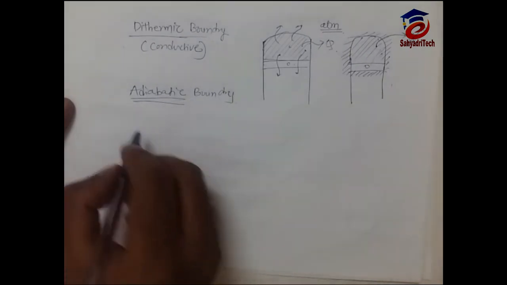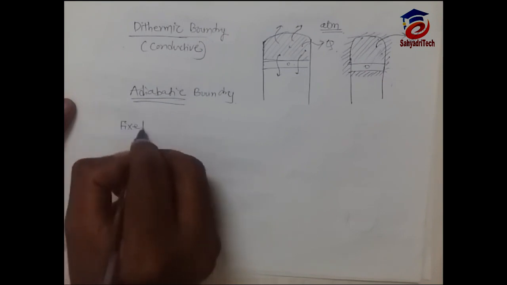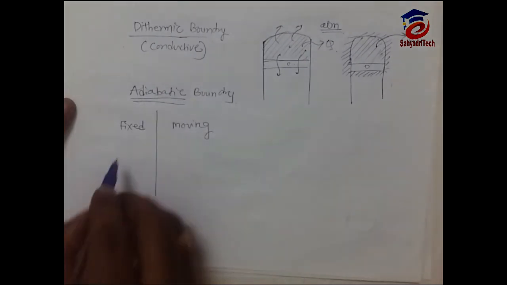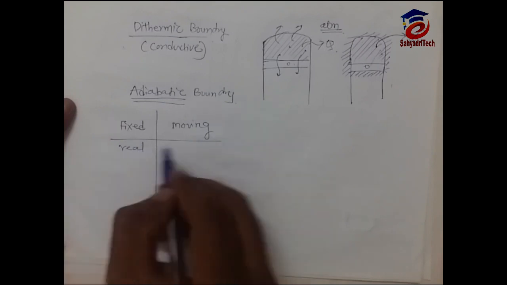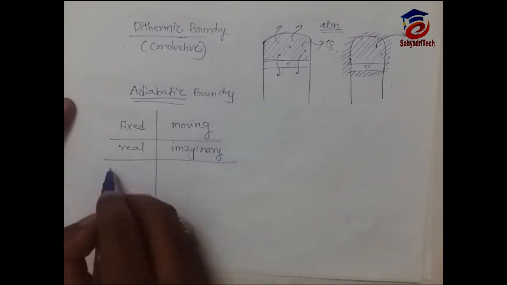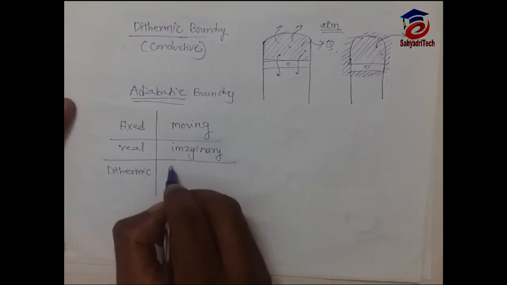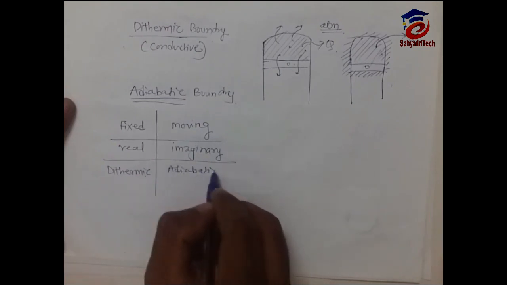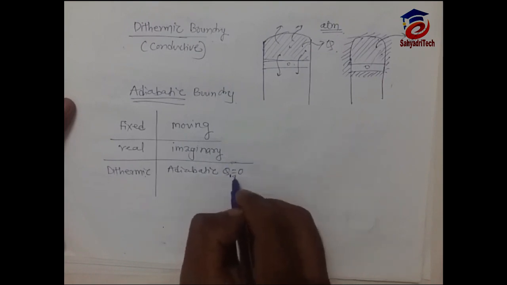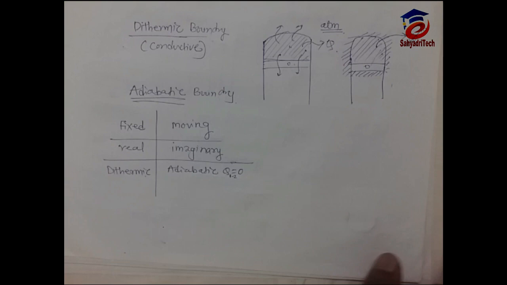So what did we learn about boundaries? Boundaries are of two types: a fixed boundary, or a moving boundary. It can be a real boundary or an imaginary boundary. It can be a diathermic boundary or it can be an adiabatic boundary. In adiabatic, what happens? Q is equal to 0. Actually, we have to write Q12 because it is a path function. We have to learn this concept of path function later.